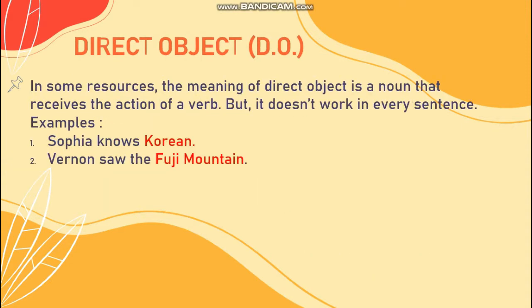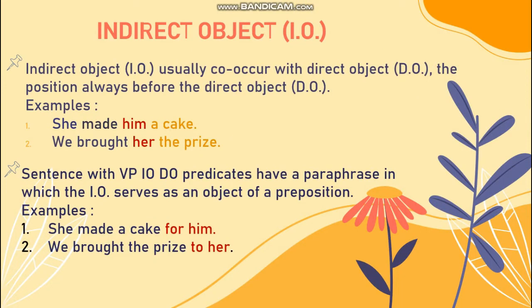And then next, in some resources, the meaning of direct object is a noun that receives the action of a verb. Actually, it is correct, but it doesn't work in some cases. Like the examples: Sophia knows Korean, Berlin saw the Fuji mountain. With Korean and Fuji mountain here, it's hard to see exactly what they received from the verb.